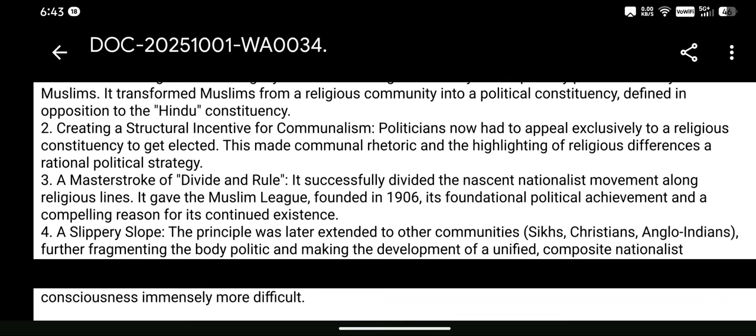Politicians now had to appeal exclusively to a religious constituency to get elected. This made communal rhetoric and the highlighting of religious differences a rational political strategy, a master stroke of divide and rule. It successfully divided the nascent nationalist movement along religious lines. It gave the Muslim League, founded in 1906, its foundational political achievement and a compelling reason for its continued existence.